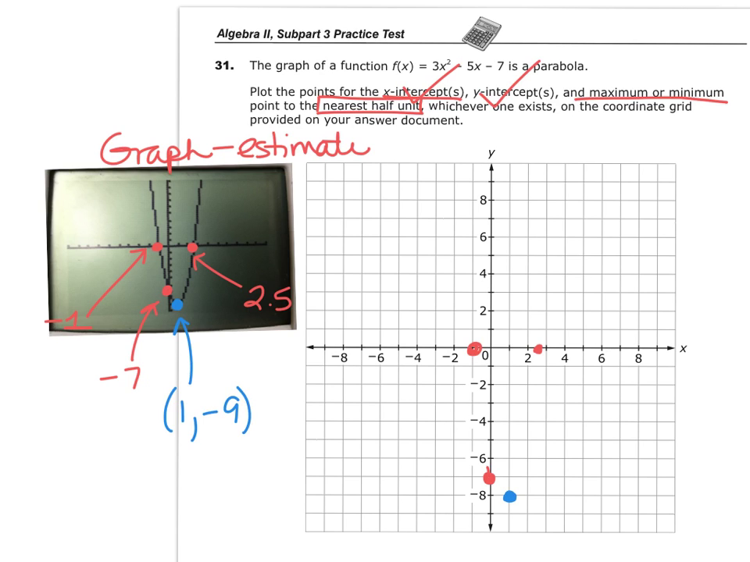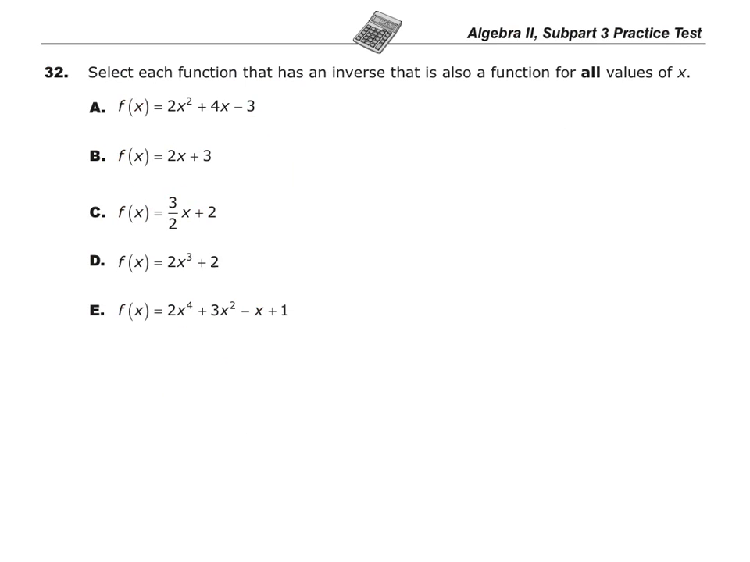And you can connect those, but if you notice it just says plot the points. You don't even have to draw the parabola. You can just plot those separate points. However, if it made you feel better to draw the parabola, then you could go ahead and connect the points and make them look like what you needed them to.